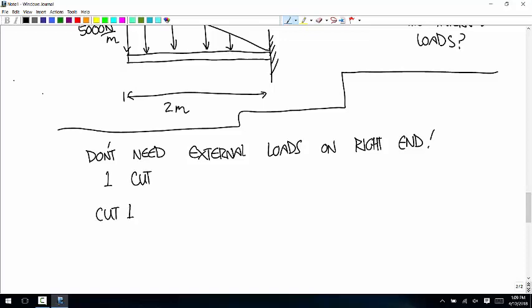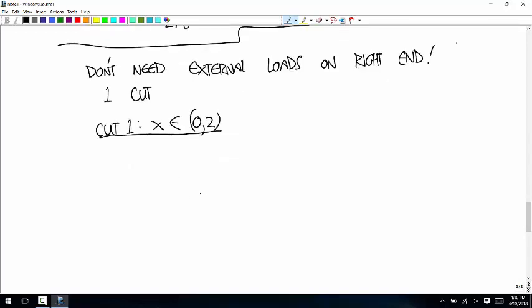And so our cut 1 is for x's between 0 and 2. I'm going to draw this cut out with a light colored thing representing the part of the beam that we're ignoring. So we're doing the cut. There's that part of the triangular distributed load and that part.